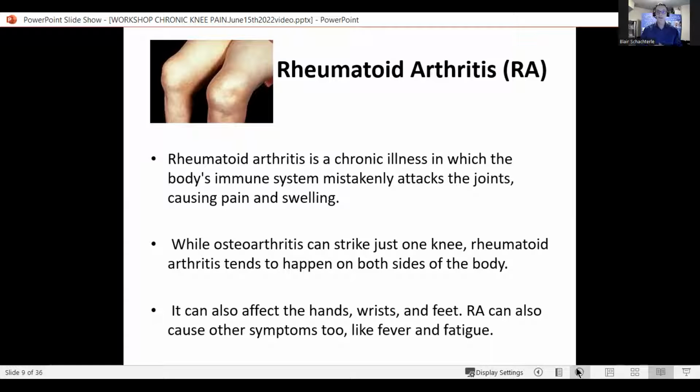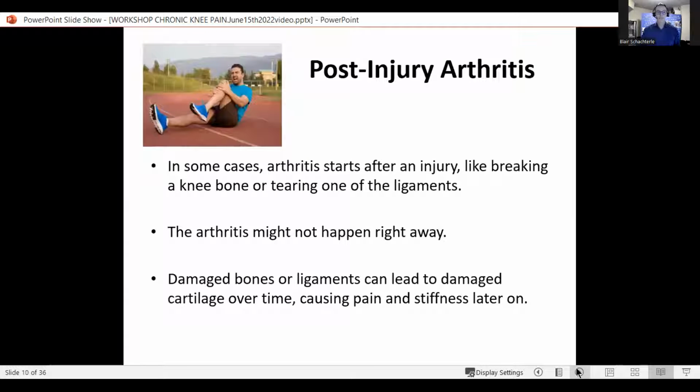So that's another cardinal sign that there may be some what we call chemical things going on. And quite often with rheumatoid arthritis, we see it in the hands, wrists, and feet as well. That can cause a lot of fever and fatigue. This is the kind of stuff that we definitely need to help with the doctors with medication. And then post-injury arthritis. The sooner you injure your knee in your life, the sooner you're going to get osteoarthritis, because it speeds up the mechanical wear and tear in your knee.